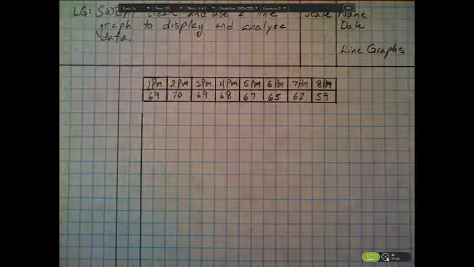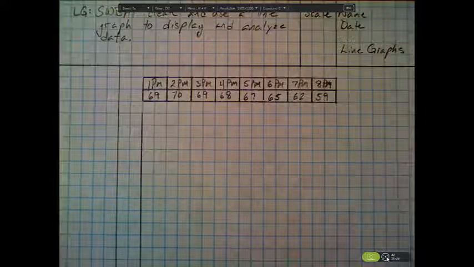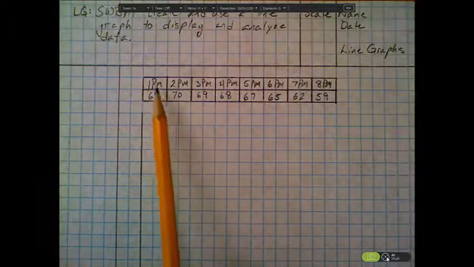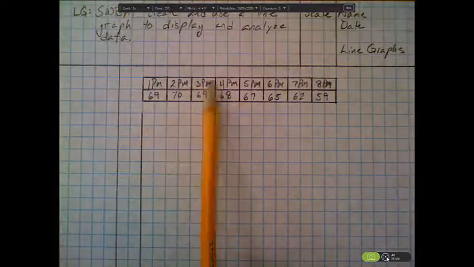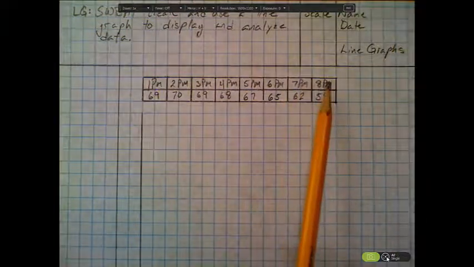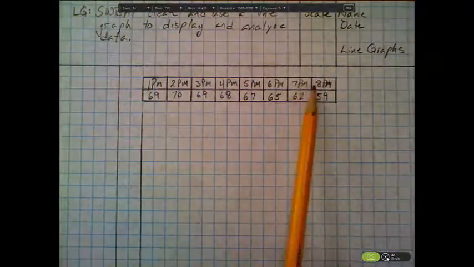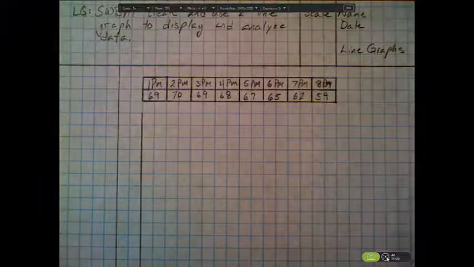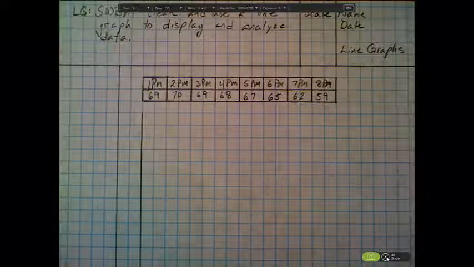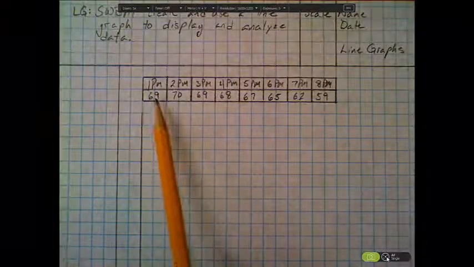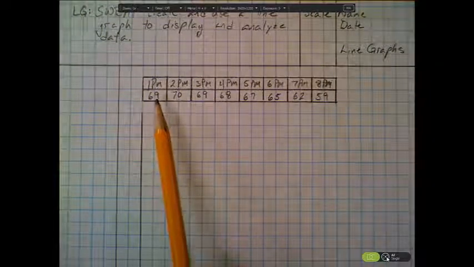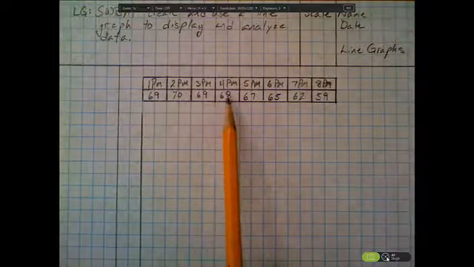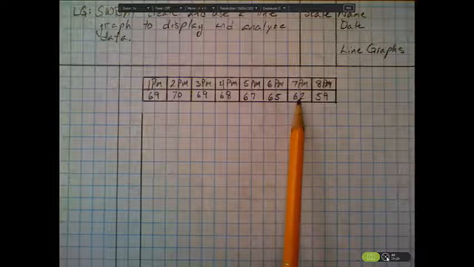The first step that we're going to do is find out what is the range of each of these. And the way that we do that for the time, it's really simple, because we see that we have 8 different times. We go from 1 p.m. to 8 p.m. So we're going to have 8 different times, and we're going to label that across the x-axis. For the temperatures, it's a little bit more difficult because we see they're not in order. They're mixed up. They're going up, they're going down.